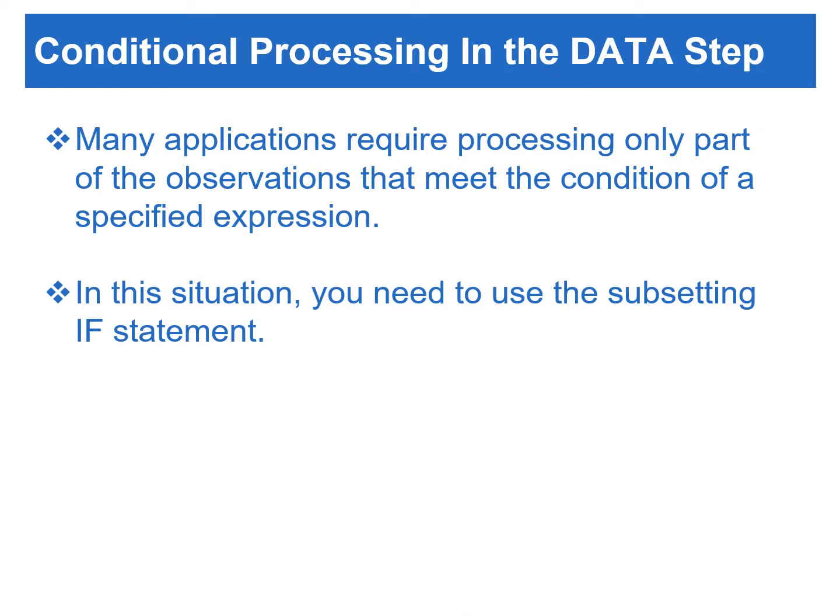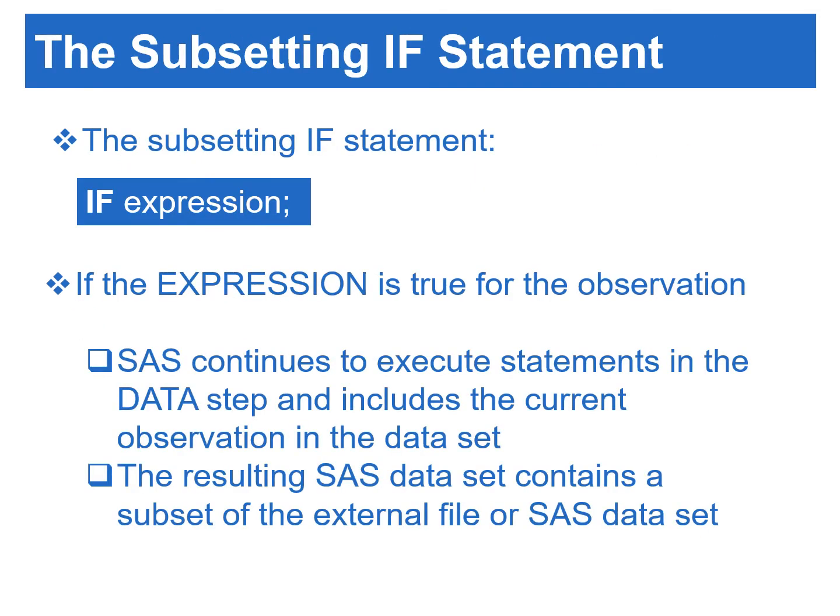Many applications require the data step to process only part of the observations that meet the condition of a specified expression. In this situation, we can use the subsetting if statement. The expression in the subsetting if statement can be any valid SAS expression. If the expression is true for the observation, SAS continues to execute statements in the data step and includes the current observation in the dataset. The resulting SAS dataset contains a subset of the external file, or SAS dataset.